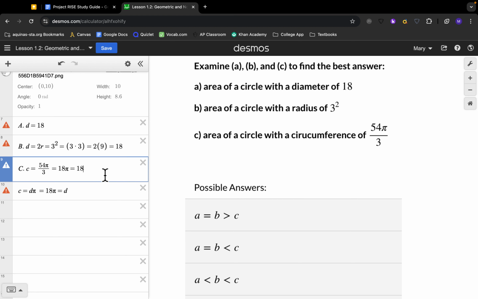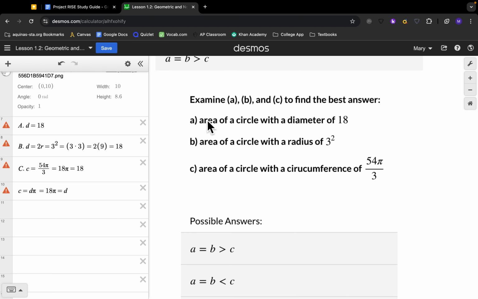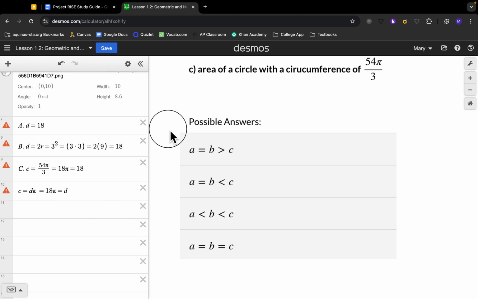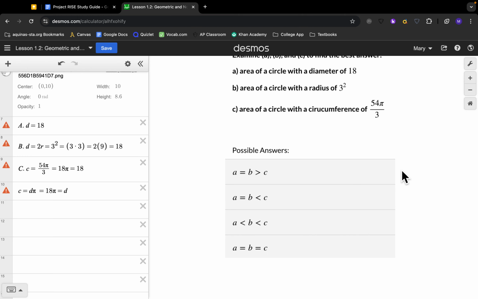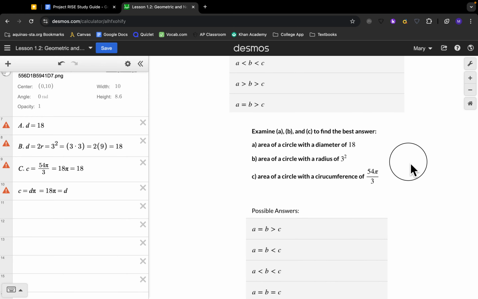It's a little bit tricky because you do need to know quite a bit of geometry, especially relating to circles, but that is something I'll make a video on later on, as I mentioned before. But what we do know is that the diameters for options A, B, and C are all 18. So looking at our option choices, the last option tells us A equals B equals C, which is the correct answer for this problem.